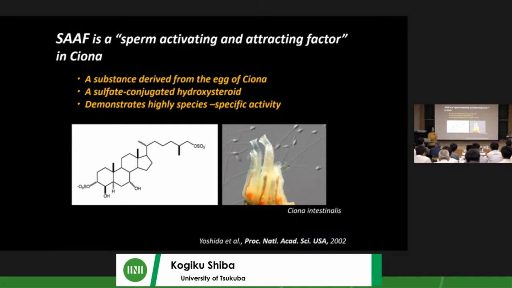This is the structure of that chemoattractant. It is called SAF, which means sperm activating and attracting factor. This chemical is a kind of sulfate-conjugated hydroxysteroid, and the egg releases it at fertilization. It has very high species-specific activity. Sperm chemotaxis is a very common phenomenon in many organisms, but there are very few animals in which the attractant is identified.